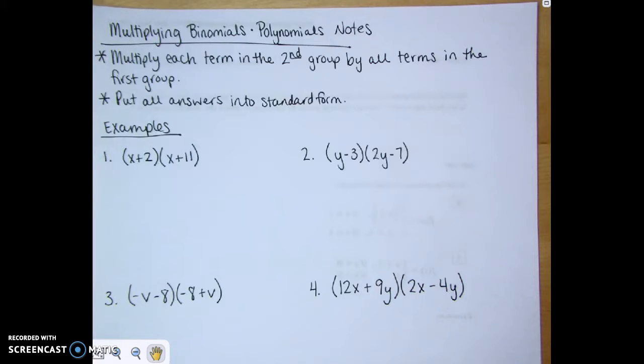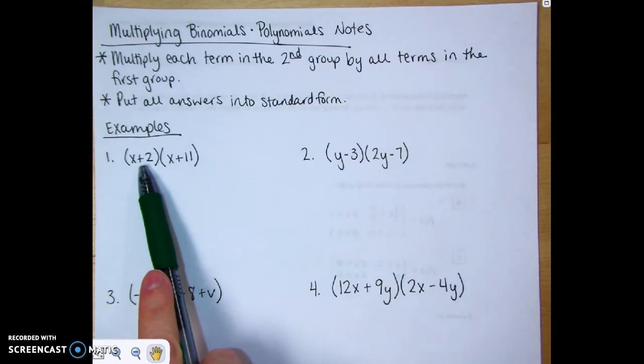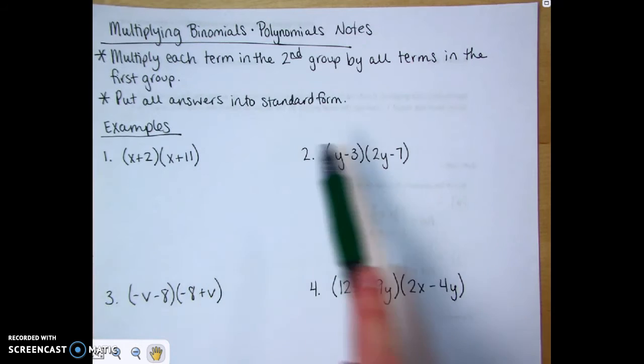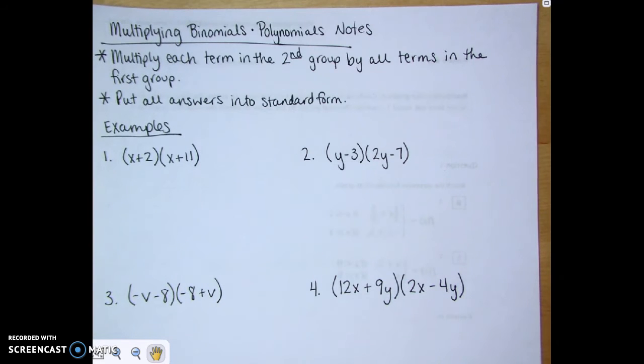Today's notes are on multiplying binomials times polynomials. So yesterday you looked at ones where it was just one term here, and now it's two terms. And on the front here, it's going to be two terms times two terms, so binomial times binomial. And then we'll do a few more on the back where it's binomial times polynomial.